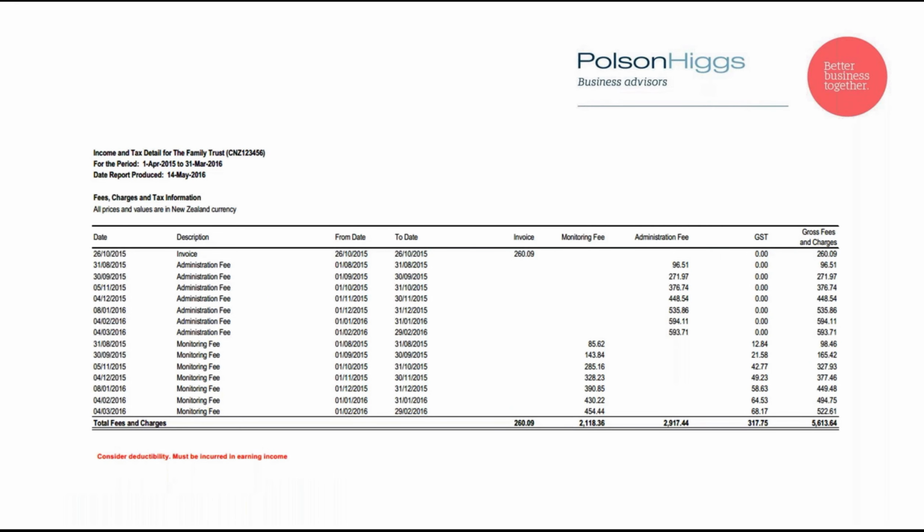We've got some fees that were charged to us by the portfolio manager. We need to consider these on a case-by-case basis to determine if they're deductible, but as a general rule, implementation fees, so the fees of putting the portfolio in place, are normally considered to be capital in nature, non-deductible. The ongoing monitoring and administration will be deductible to us.